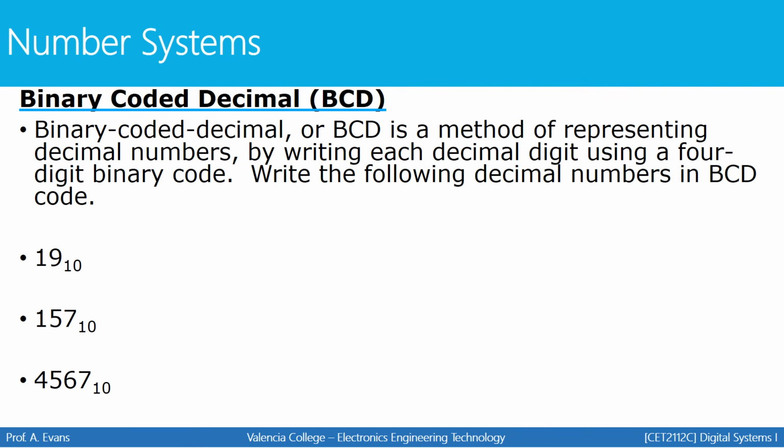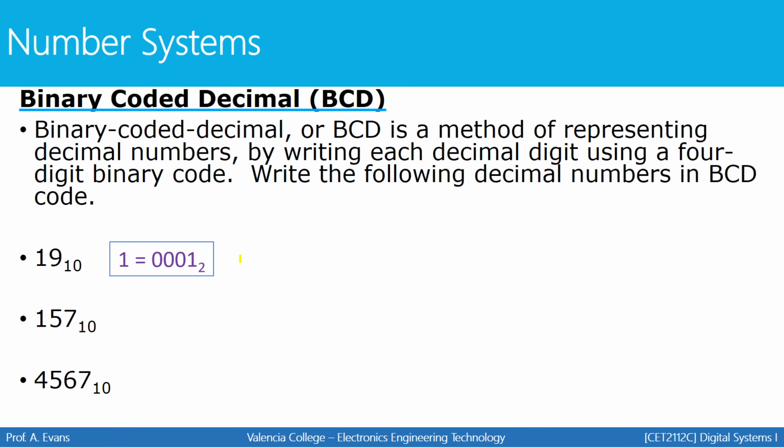So another system that is used often in digital systems is the binary coded decimal system, or BCD. It's a method of representing decimal numbers by writing each decimal digit using a 4-digit binary code. This is the exact same thing we do with hex. When we have a hex number, we take each digit and represent it with a 4-digit code. We're doing the exact same thing here, except instead of starting out with a hex number, I'm starting out with a decimal number. That just means I'm only going to have digits 0 through 9 to represent. I won't have the letters A, B, C, D, E, or F in my decimal number. But other than that, it's the same idea.